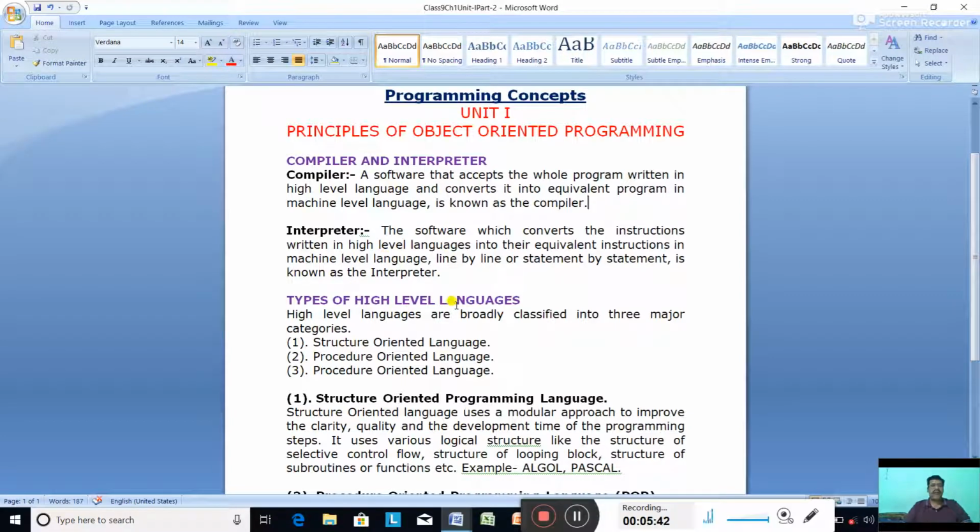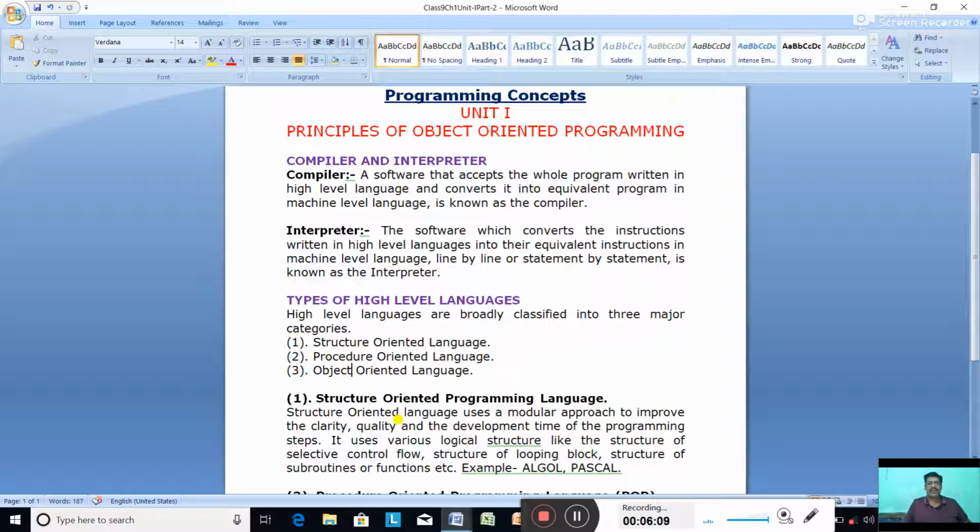Now, types of high-level languages. High-level languages are broadly classified into three major categories. First one, structure-oriented programming language. Second one, procedure-oriented programming language. And third one, object-oriented programming language. It will be object.